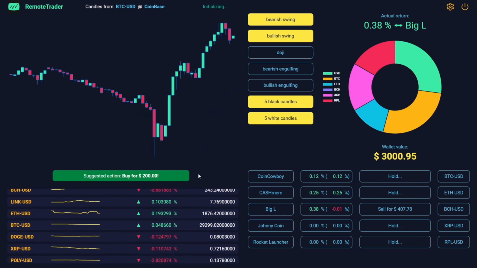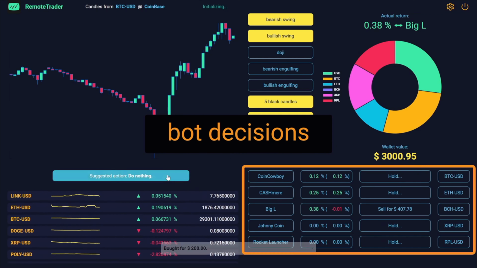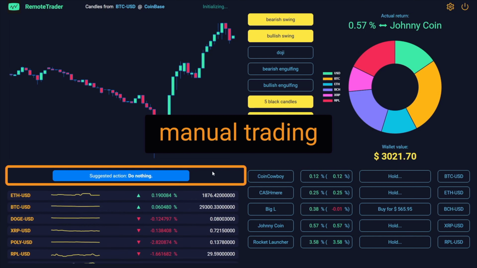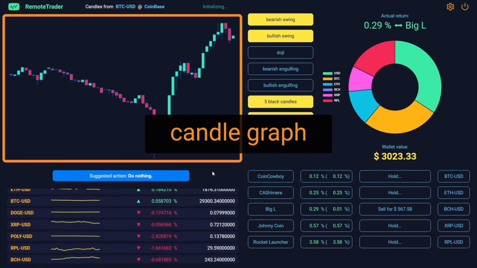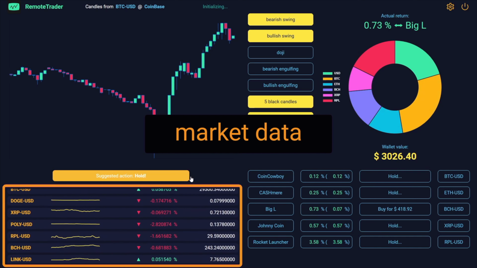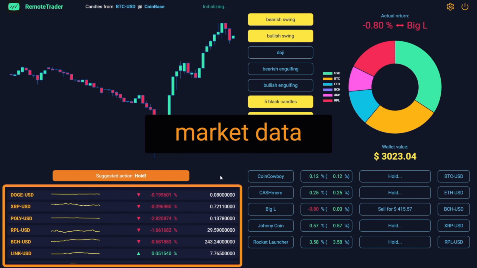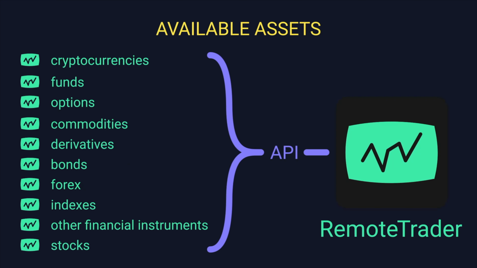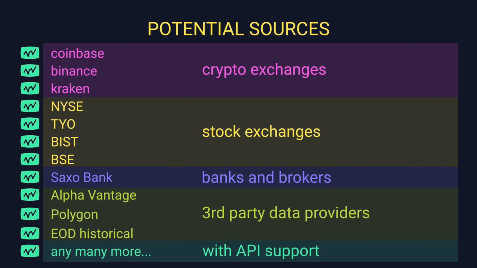Remote Trader offers wallet tracking, visualization of bot decisions, opportunity for manual trading, showing graphs for candlestick data, identifying different candlestick patterns, or summarizing different market data. At the moment, the demo use case shows crypto assets, but Remote Trader can manage any exchange data from cryptocurrencies through funds and options to stocks.